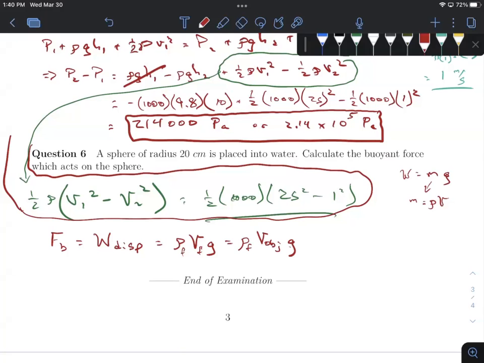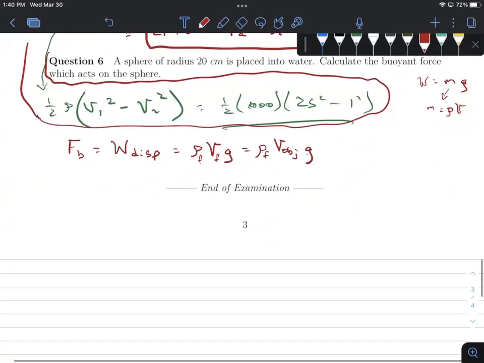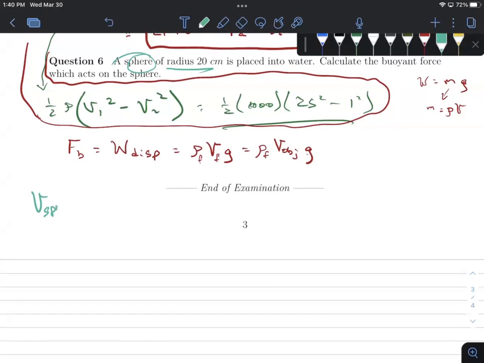Now, at first, this doesn't seem to be helpful because I also don't have the volume of the object, but I can calculate that because I'm told a few things. I'm told this is a sphere and I know its radius. And I know that the volume of a sphere is 4/3 pi r cubed.